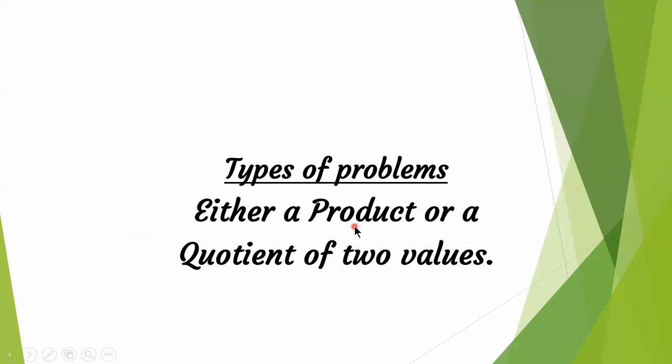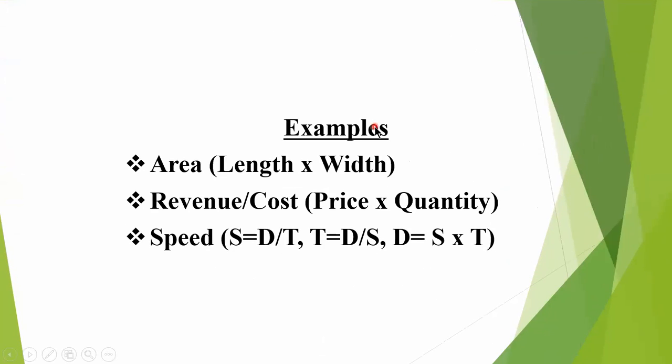It could be a product or a quotient. The problem could be in the form of a product or in the form of a quotient. For example, a product is multiplication of two things, length times width. So area is a product of length and width. So you could get area problems under quadratic equations.